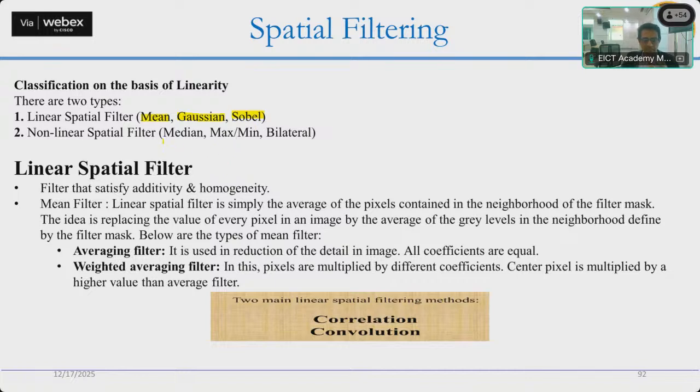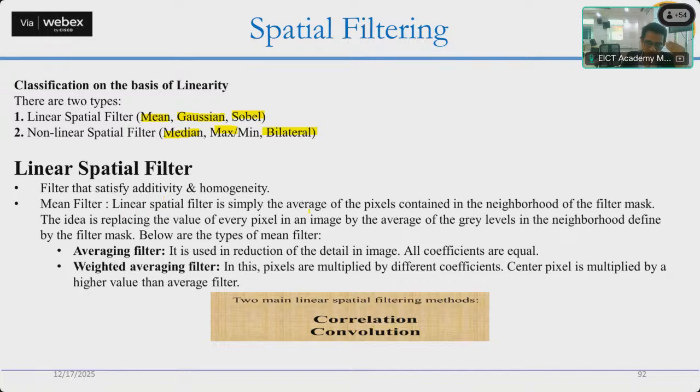But right now we are just discussing at the upper level that one is histogram processing and another is spatial filtering. Filtering basically focuses upon the neighborhood, and how it takes care of the neighborhood is what we are seeing here. Non-linear spatial filters are the median, max-min, bilateral, and many more. The linear ones satisfy additivity and homogeneity.